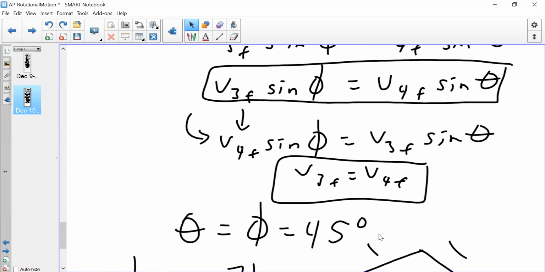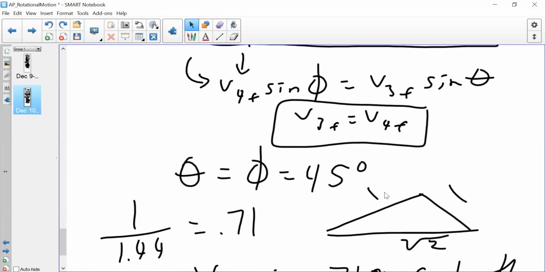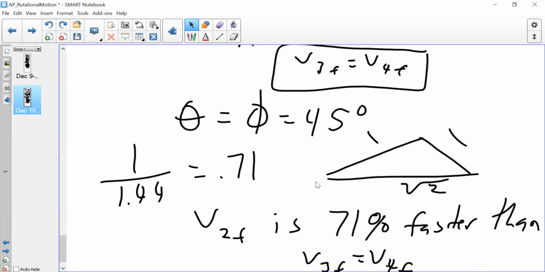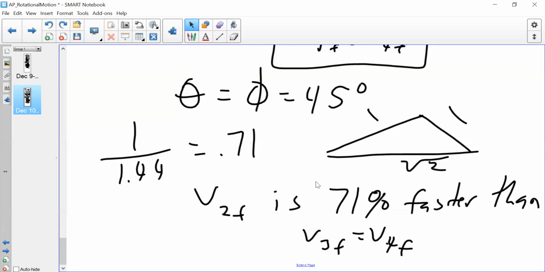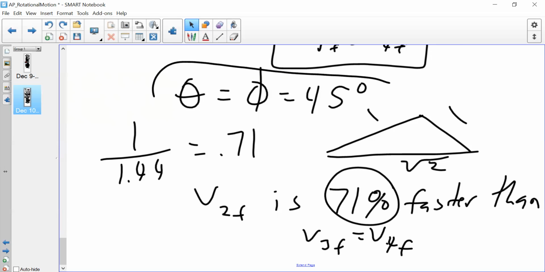V3 final is equal to V4 final. So it could be ones, whatever, it's the same number. So that means that this triangle is a 45, 45, 90 triangle where the sides are 1, 1, and the hypotenuse is radical 2. Angles are 45, that's one of the questions. And V2 final is faster than V3 final, which is equal to V4 final. It's actually 71% faster. So we answered everything. V2 final, 71% faster.